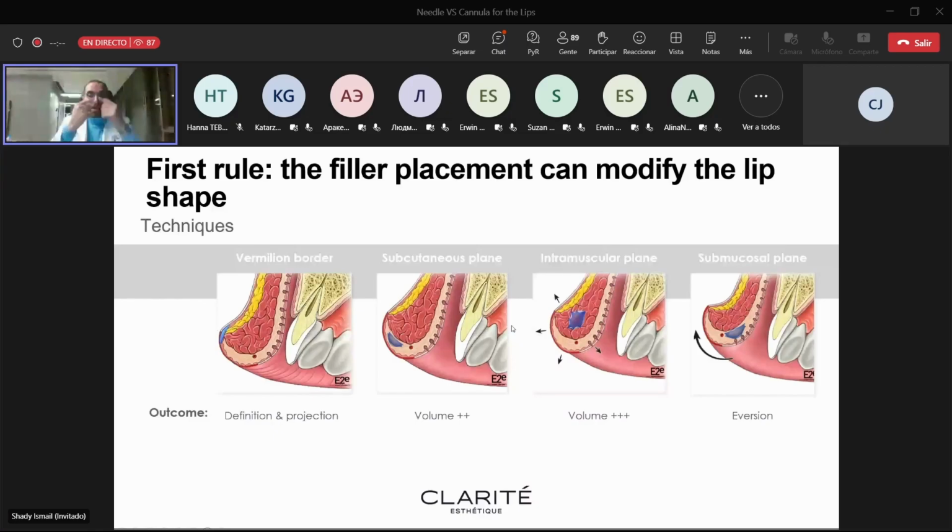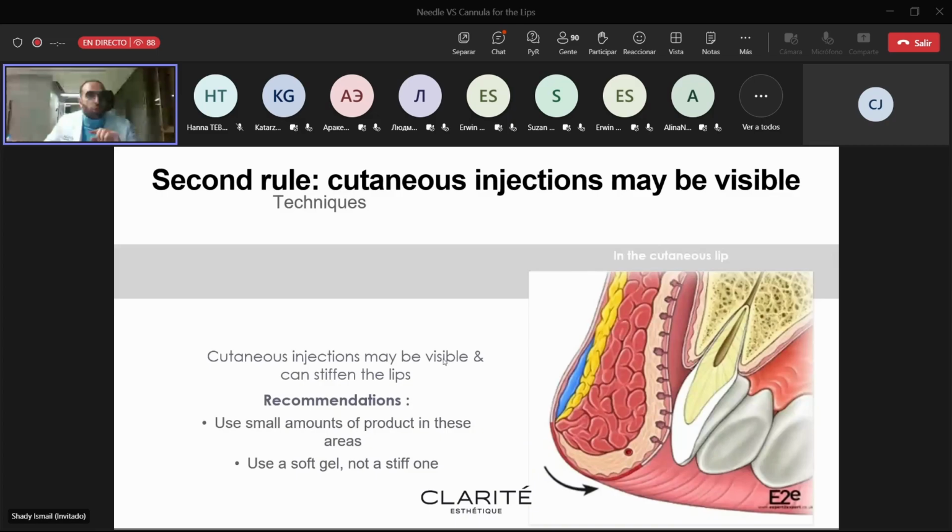So what I prefer is injecting the vermilion border in the subcutaneous plane, superficially. Cutaneous injection may be visible, so choose the right product that can integrate and be massaged easily, with no lumps or bumps. Use a small amount of product and use a soft gel, not a stiff one.